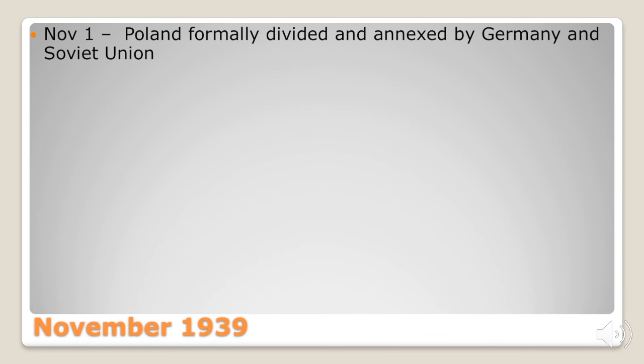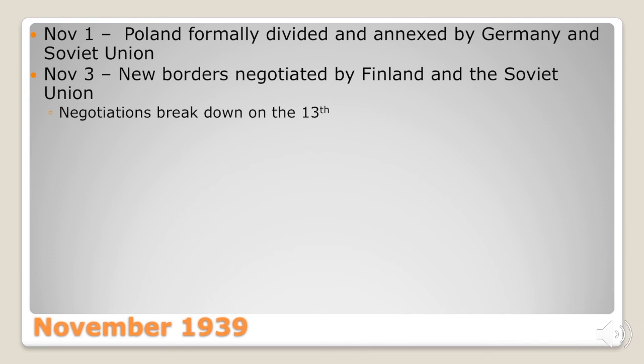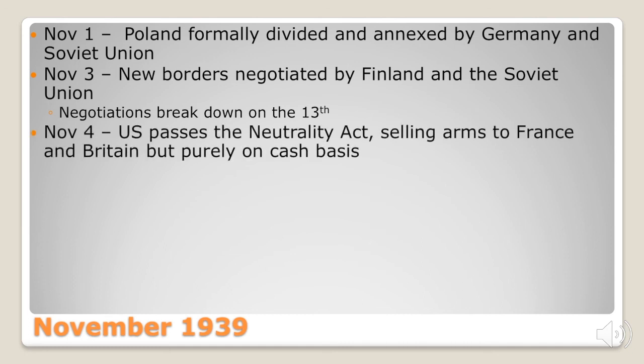November 3rd, new borders have been negotiated by Finland and the Soviet Union. Negotiations break down on the 13th. We'll talk a little bit more about this Winter War when we look at the Phony War portion. November 4th, the U.S. passes a Neutrality Act, and this allows them to sell arms to France and Britain, but purely on a cash basis. Later on in the war, the U.S. is going to sell them stuff on credit. But the U.S. is basically still maintaining that position of isolationism, as we've spoken about previously.